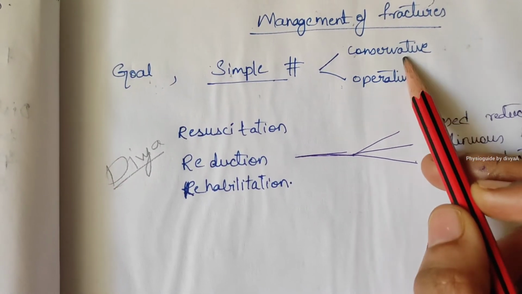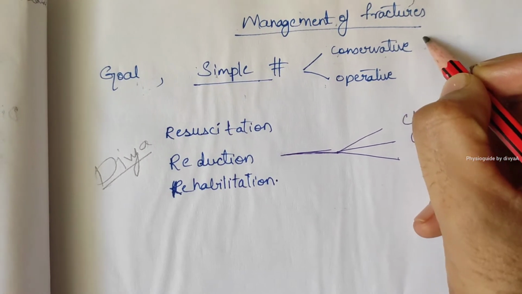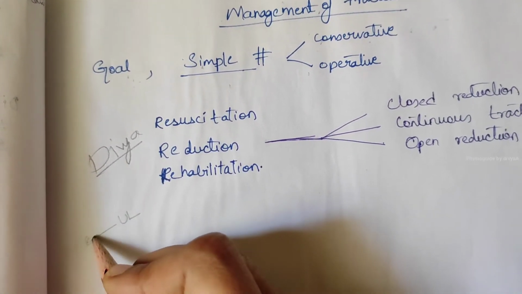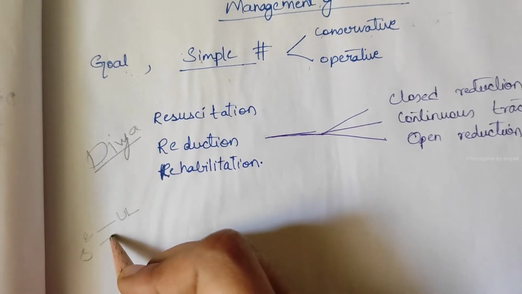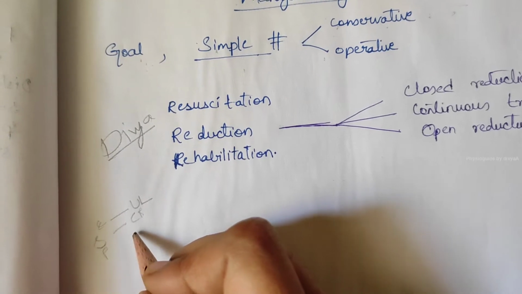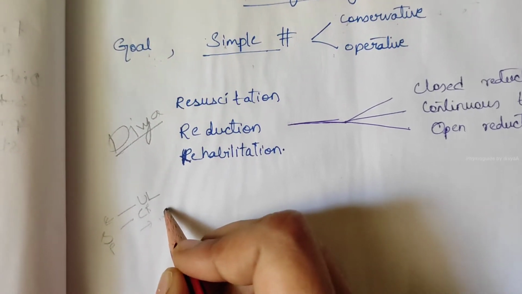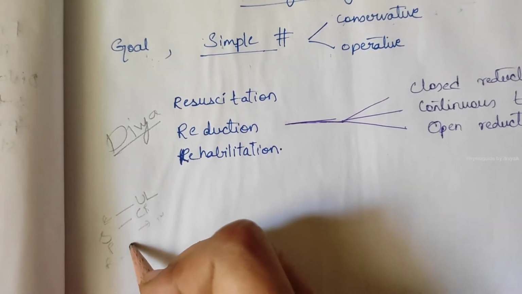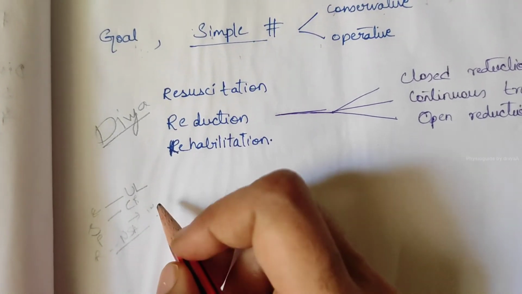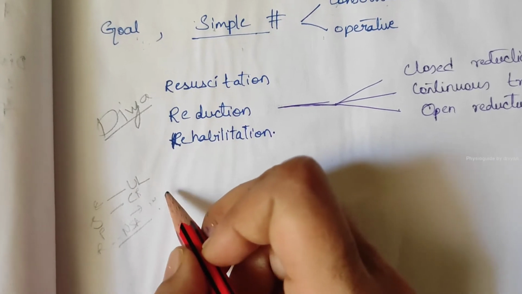For that, conservatively we will give cuff and collar for the upper limb, strapping for the clavicle and ribs, and POP, plaster of Paris, for the injured limb. Next, rest and NSAIDs, non-steroidal anti-inflammatory drugs, for impacted fractures of the femur neck, like that.